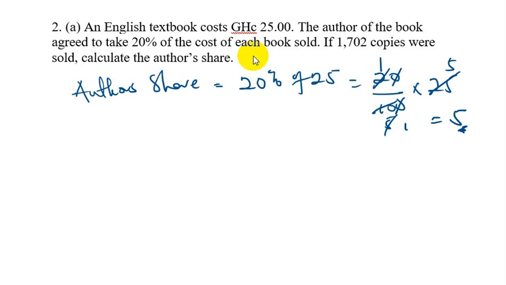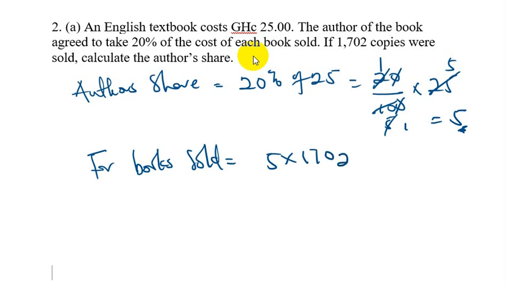Now we were told that 1702 books were sold. So for books sold, it's going to be 5 times 1702, and so it means that the author is going to make 8510 Ghana cedis. Now let's go to the B part.